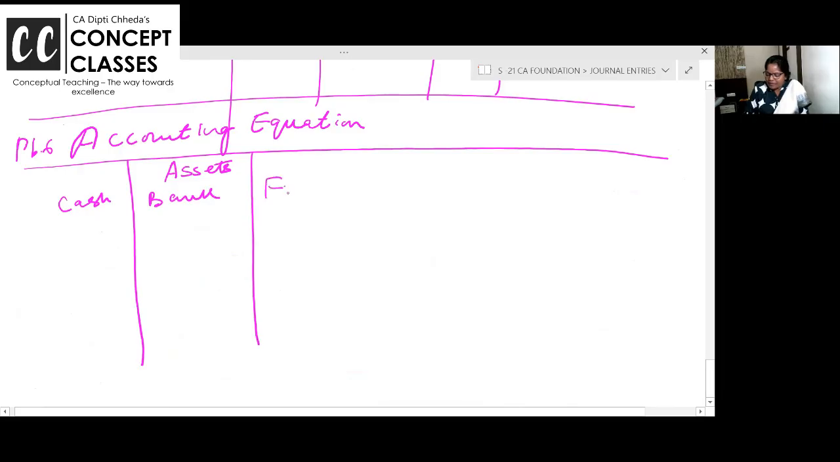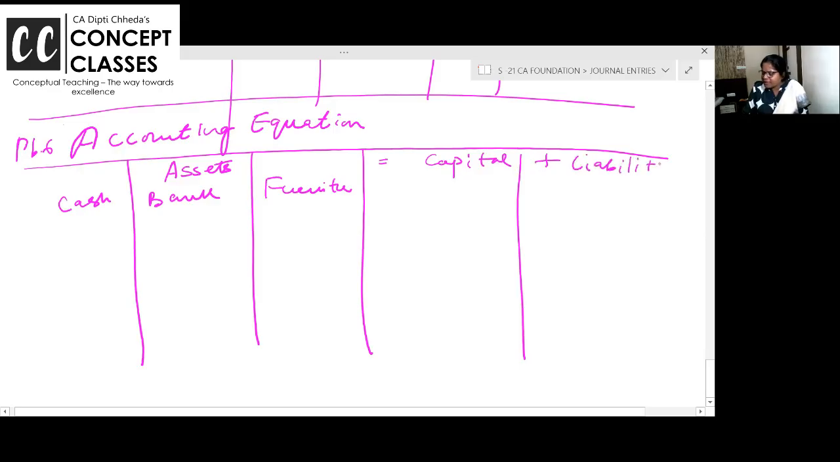Cash, bank, furniture, जो भी asset है, you can make. If you don't want, you can make a single account. And this side you have capital plus liabilities. Ask me if you have any doubt.